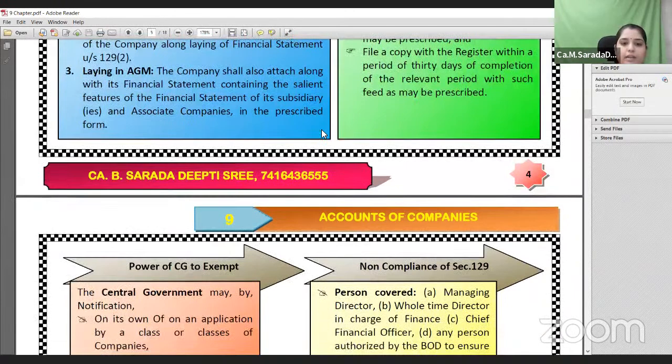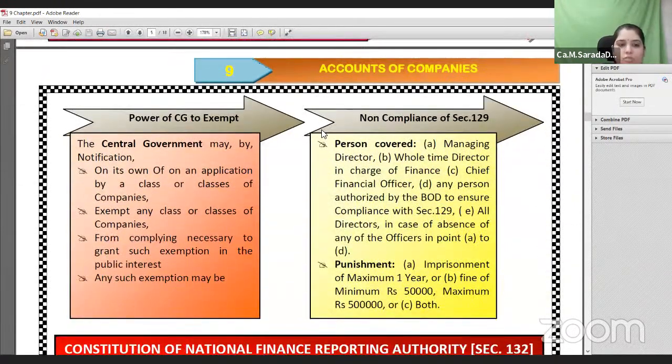Okay. Now, the next one: the central government may also exempt certain classes of companies from applying certain rules of the Companies Act 2013. Okay. If the company fails to comply with the above provisions under the Companies Act, then the company and its officers are liable for penalty for non-compliance under Section 129 of the Companies Act. The managing director, full-time director, the person in charge of finance, the chief financial officer, or any other person authorized by the board are liable for penalty if they fail to prepare the financial statements properly, reflecting a true and fair view, or if they fail to comply with accounting standards, and if the deviations are not mentioned in the financial statements. In such cases, they are liable for the penalty.